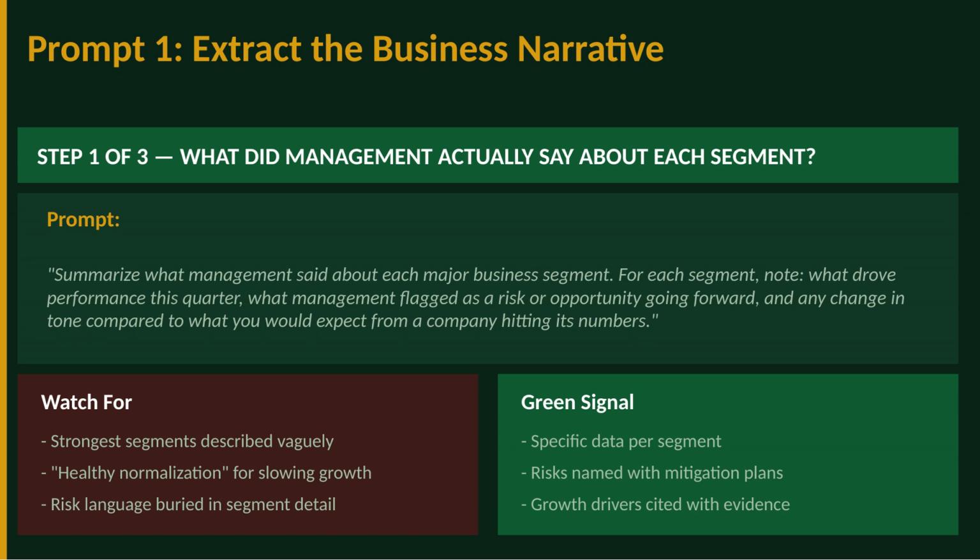This gives you the business narrative in plain language, no jargon, no spin. What you're looking for: are the strong segments actually growing or just holding? Are risks being framed as temporary, supply chain headwinds, one-time items, or is there a structural shift management is trying to soften? The AI will pull out patterns across hundreds of lines of transcript in seconds.